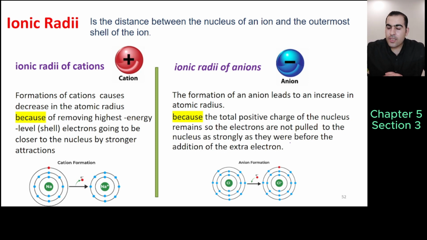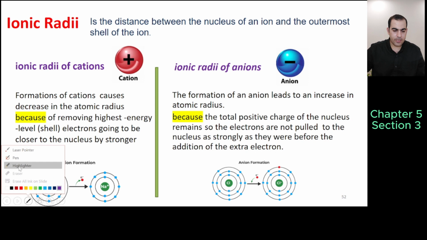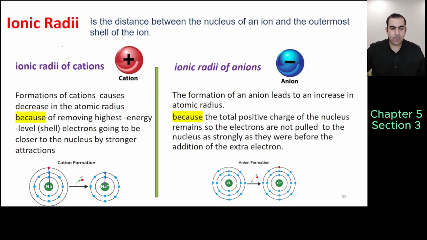Ionic radii. We talked about atomic radii. Atomic radii means the radius of a neutral atom. What about the radius of ions? Does the radius of ions change when they lose or gain electrons? When an atom loses or gains electrons, the size changes? Yes, it changes. But how? First of all, ionic radii is the distance between the nucleus of an ion and the outermost shell of the ion. For a neutral atom, the distance from the nucleus to the outermost shell is the atomic radius. But from the nucleus to the outermost shell of an ion, this is called ionic radii. That's it.